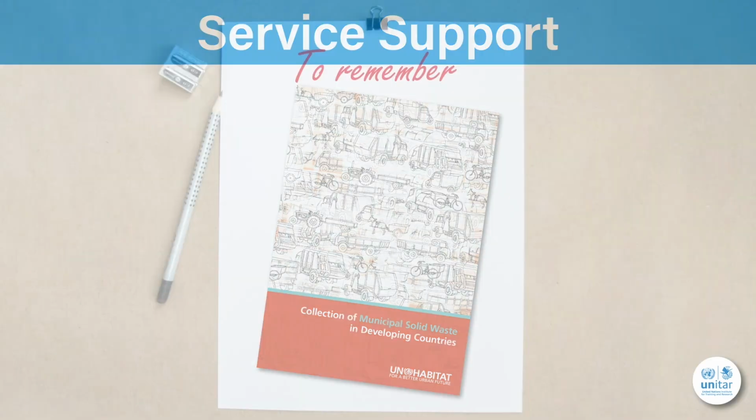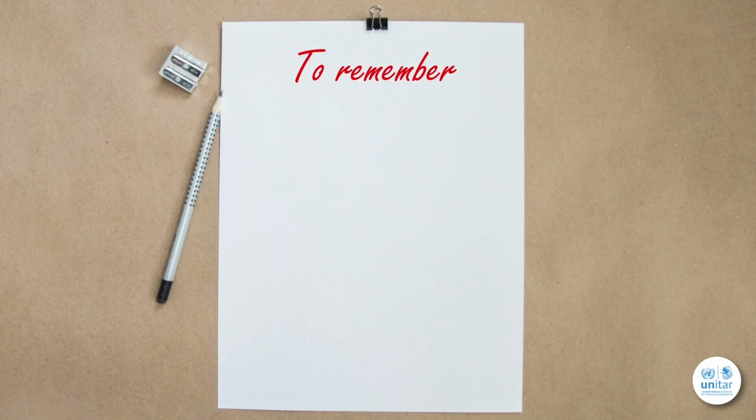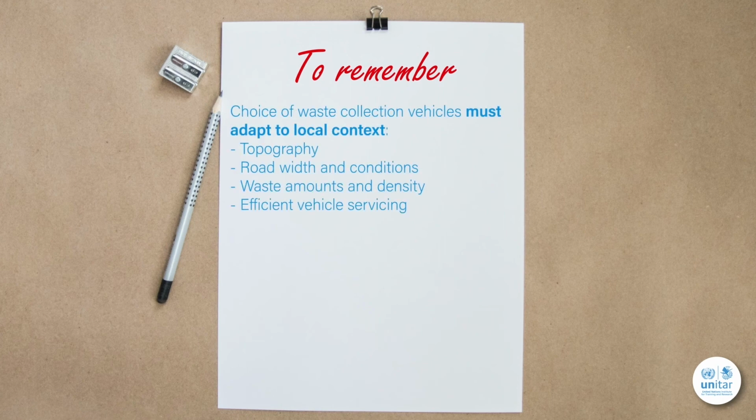We've reached the end of the session. Let's summarize what we have learned. We have seen how the choice of waste collection vehicles must adapt to the local context. There is no simple blueprint on what vehicle to use, but one needs to consider different aspects that influence the choice of vehicle. You must consider the topography, the road width and conditions, waste amounts and density, as well as efficient vehicle servicing, to ensure vehicles can keep collecting waste and offer a great waste management service.